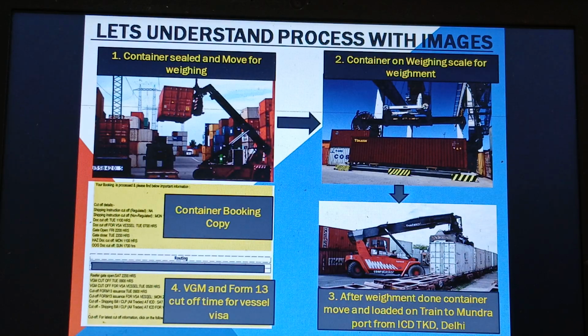In the fourth image, you can see the VGM container booking copy. In the image, you can see the VGM and Form 13 cutoff time for the VISA vessel. There is a cutoff: in the booking you can see the VGM cutoff and Form 13 cutoff for the VISA vessel. The booking also mentions the VISA vessel, because these two forms are mandatory as per the shipping lines. That is why it is called a VISA vessel. So these are two important things. We understand the VGM and Form 13 formats, and Form 13 should be filed by the forwarder. Let us move to my next slide.